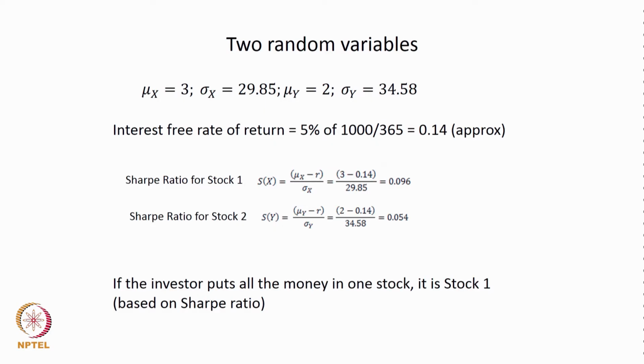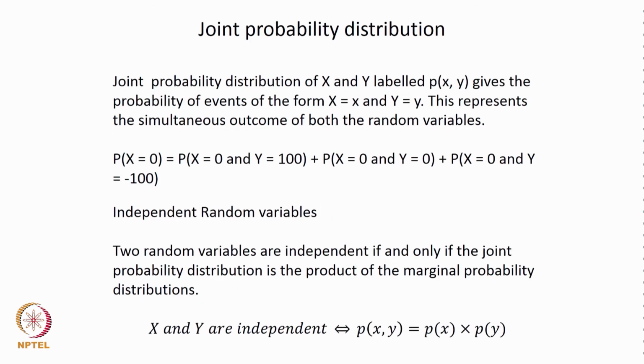Now we try to find out the association and see whether it is advantageous to put part of the money in stock 1 and part of the money in stock 2. So the joint probability distribution of x and y, labeled as Pxy, gives the probability of events of the form x equal to x and y equal to y. This represents the simultaneous outcome of both the random variables. So P of x equal to 0 will be P of x equal to 0 and y equal to 100 plus P of x equal to 0 and y equal to 0 plus P of x equal to 0 and y equal to minus 100.